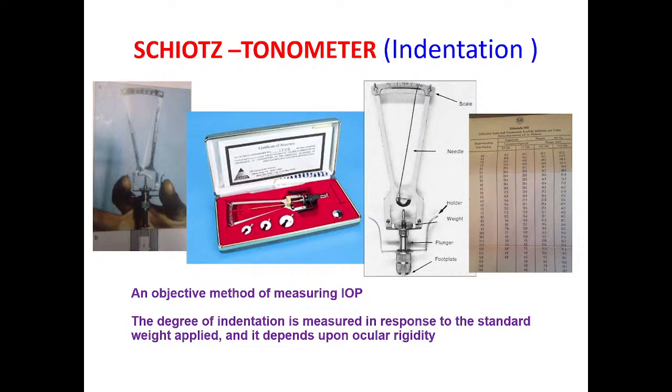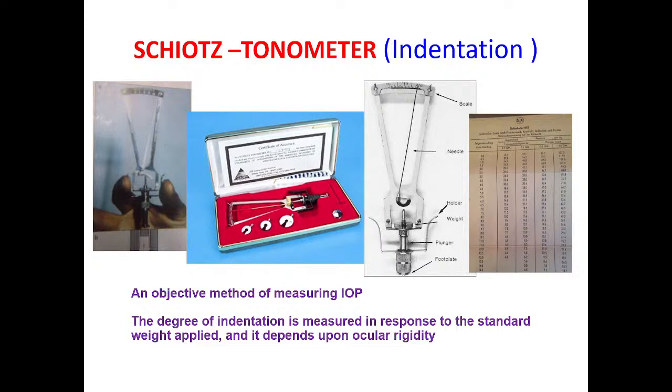The Schiøtz tonometer. Okay, this is the foot plate which will rest on the center of the cornea, and based on the intraocular pressure, this point is going to move on this scale and give a reading in numbers, and we have to multiply this number with this chart given with the tonometer. Suppose this is 4, then it is 17.3 millimeters of mercury. Okay. So this is the tonometer, but it's again an objective method of measuring IOP, but it indents the cornea.